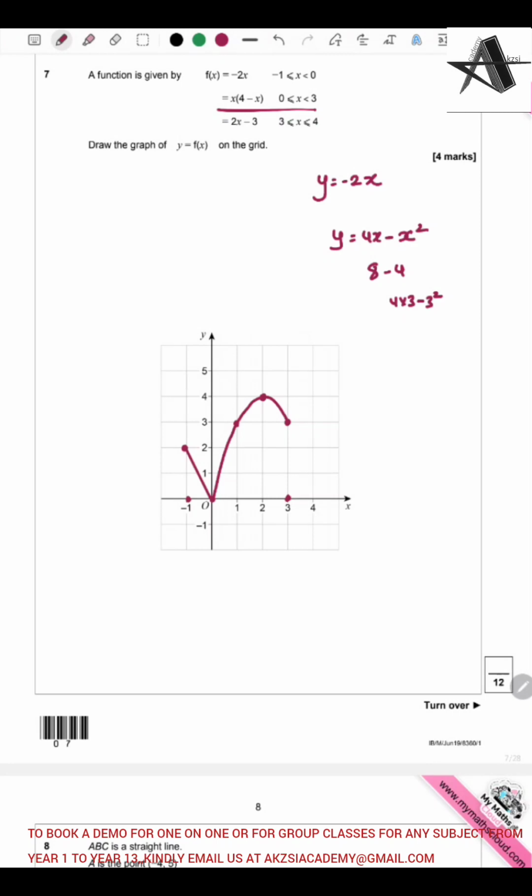The next is y equals 2x minus 3, from 3 to 4. So put 3 here, you will get the same point definitely. Put 4 here. So 4 into 2, 8 minus 3, that is 5. That means y will be 5. And since it's clearly linear, it's going to be a straight line. So I'll join it like this. So this is our final graph.